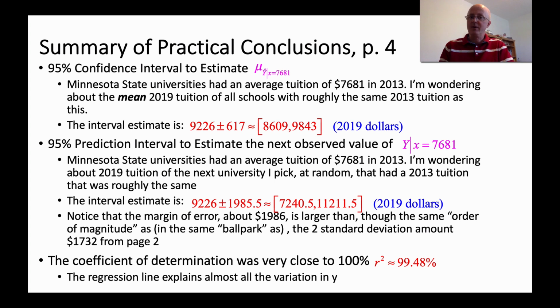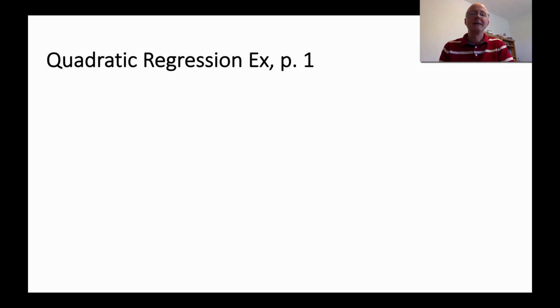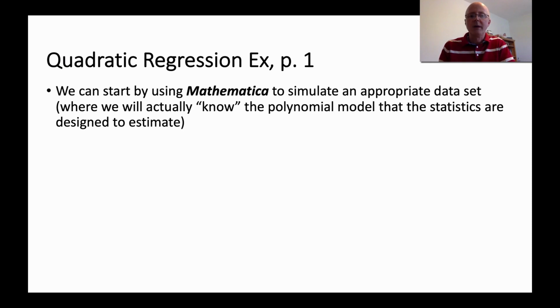All right, that's the end of the first part of this lecture. Now we're moving on to the second part, the quadratic regression example. We're going to look at an example, and then we'll use technology, Mathematica, to do computations with the example. And then we will do a little bit of generalization, though it's not a full generalization of what goes on in multiple regression. So we're going to start by using Mathematica to do a simulation, essentially. Simulate an appropriate data set where we will actually know the polynomial model that the statistics are designed to estimate. We're actually going to know mu as a quadratic function of x.